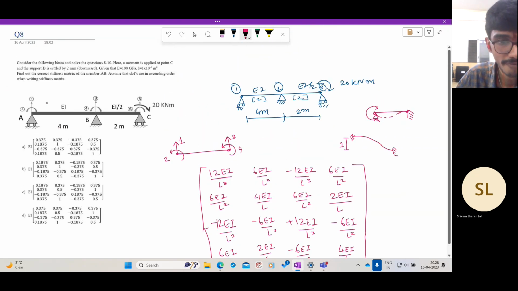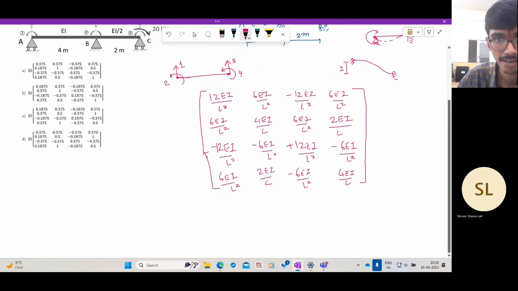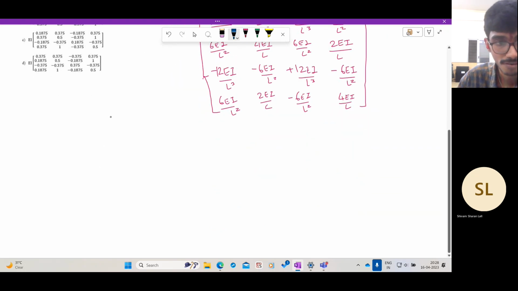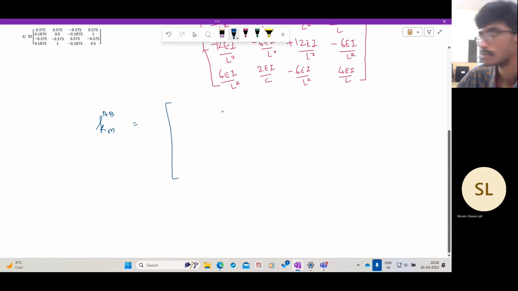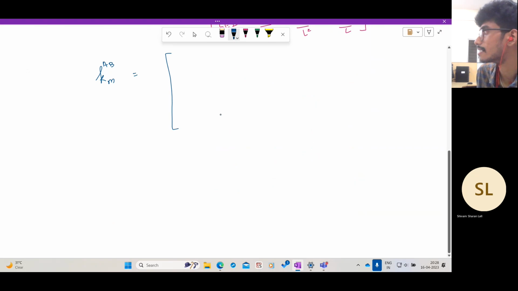So for the first beam, for the beam AB, you can easily write it down. So the member stiffness matrix for the beam AB is what? EI is EI, L is 4 meters, so 12 by 4 cube. Let me just plug in the values since we are running late.